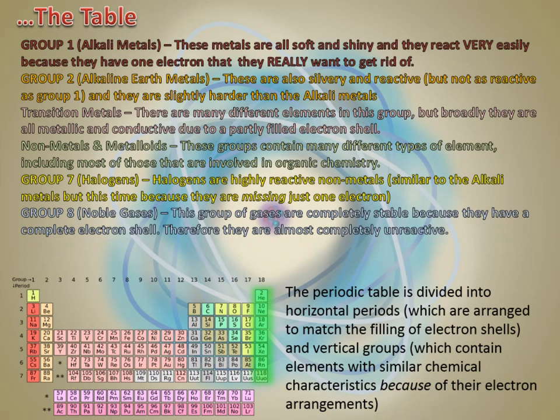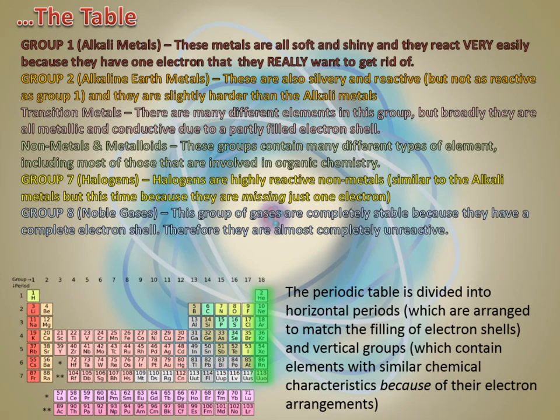Group 8 is the noble gases. These gases are completely stable because they have a full electron shell. They don't want any more electrons and they don't want to get rid of any electrons. So they do not react with anything if they can avoid it.